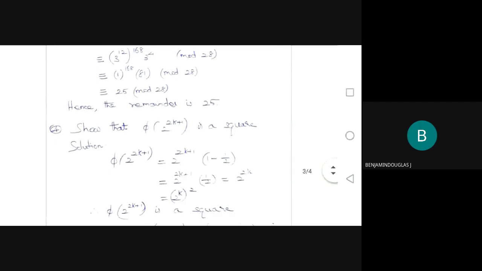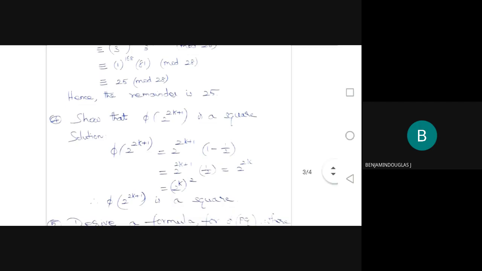Show that phi of 2 power 2k plus 1 is a square. Well, we know phi of n, if n is equal to p1 power k1 into p2 power k2 etc. pt power kt, at the time phi of n will be n into 1 minus 1 by p1 into 1 minus 1 by p2 etc. 1 minus 1 by pt. So here n is 2 power 2k plus 1 into 1 minus, actually here p1 is 2.